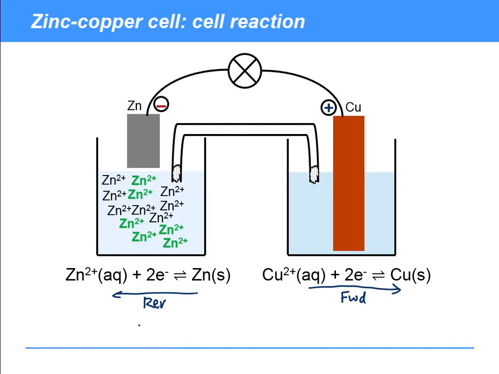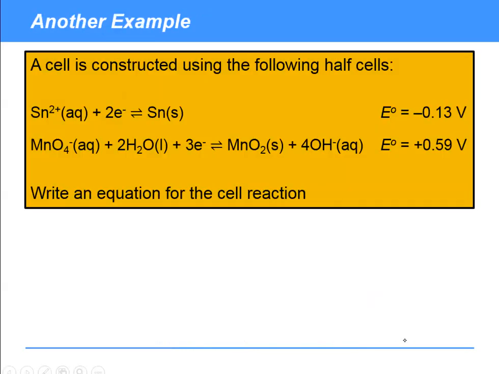Well, we're going to have zinc solid, and that's going to react with copper 2+. Now these reactions are happening in completely separate compartments in this cell, but they're nevertheless essentially reacting together, and that's going to form zinc 2+ aqueous, and copper metal.